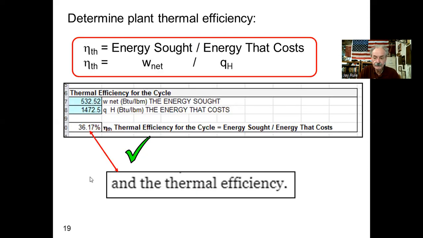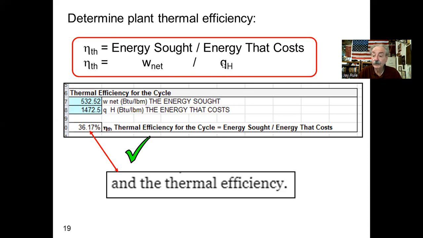Now we're up to the thermal efficiency of the power plant. Remember that this is important; I've circled it. The thermal efficiency is the energy sought over the energy that costs. If you're the owner or manager of this power plant, what are you seeking to do? You're seeking to make net power or net work. And what's costing you to run? It costs you to run that boiler. You have to pay for the fuel to run that boiler, no matter what the heat source is. That's QH. So W net over QH.